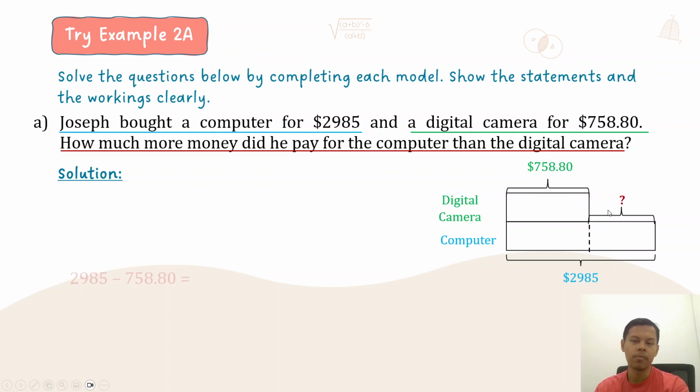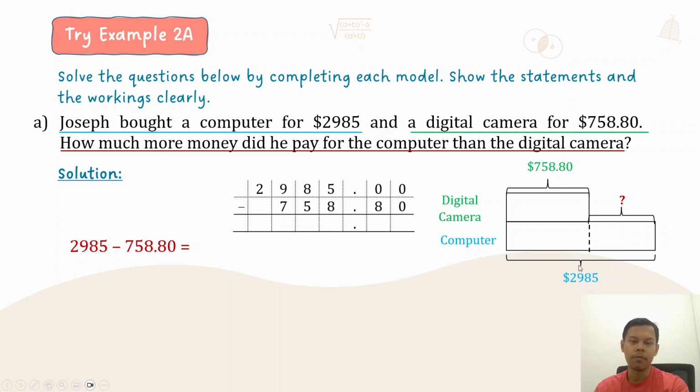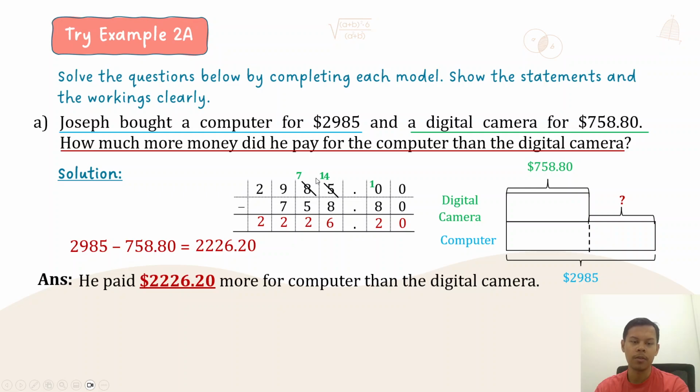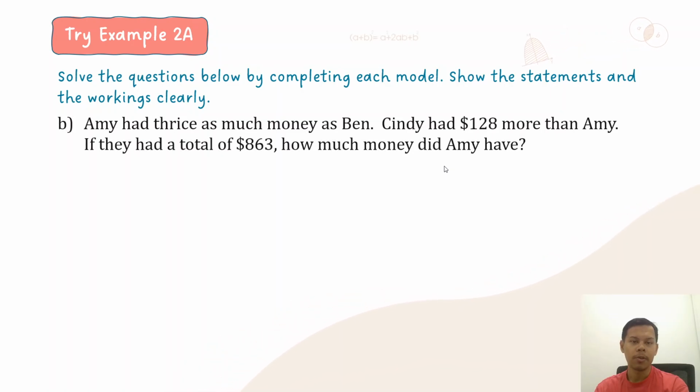What do we need to do? Yes, we just need to find the difference. Make sure you put the decimal correctly and then cancel out. If you need to borrow from the tens, just carry over. Alright, the answer is going to be $2,226.20, which is more for the computer than the digital camera. Right. Next one, question B.